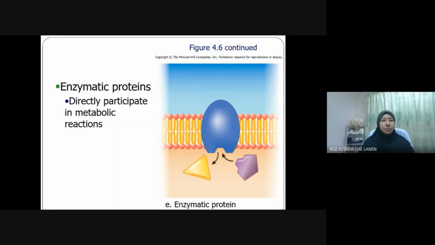Okay, next is the enzymatic protein, which directly participates in metabolic reactions. It can produce protein, it can digest protein, something like that.